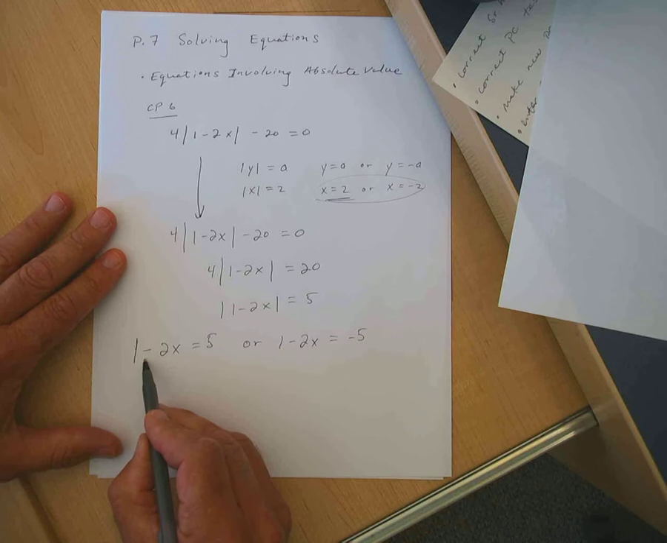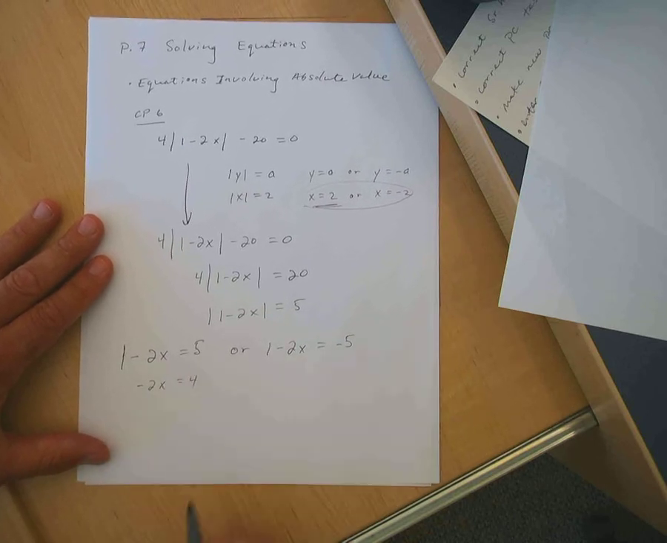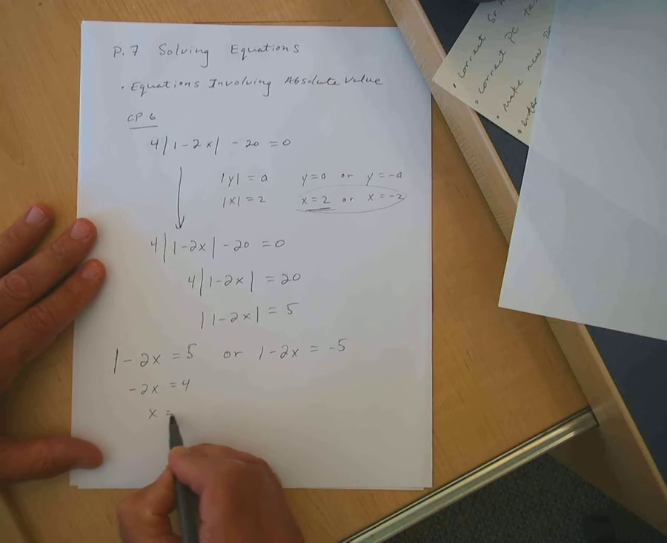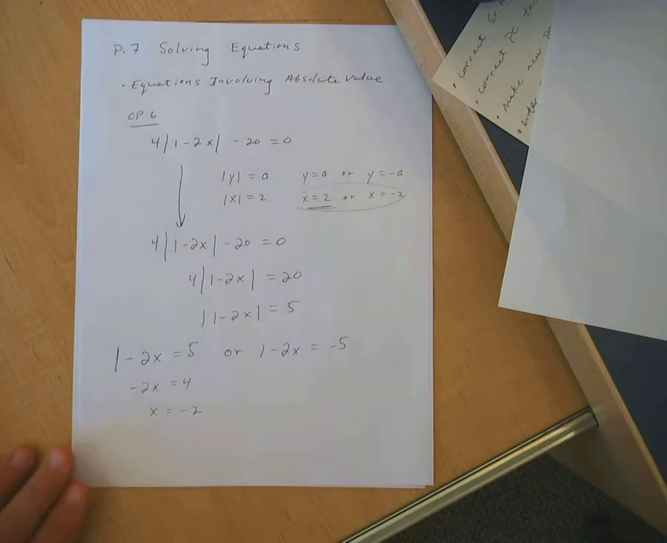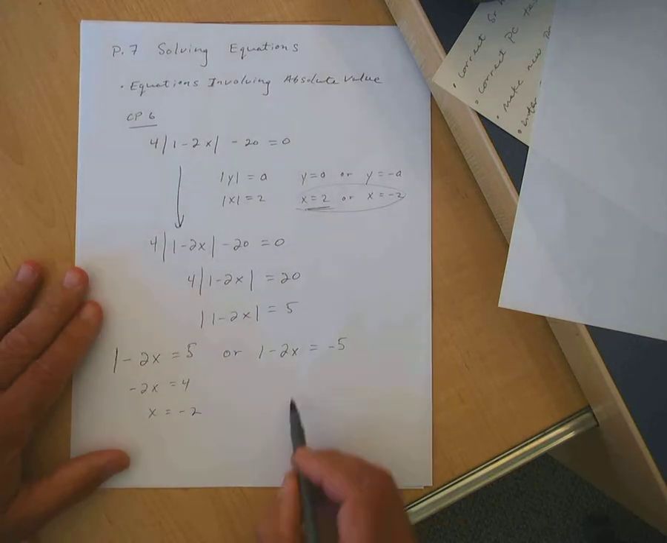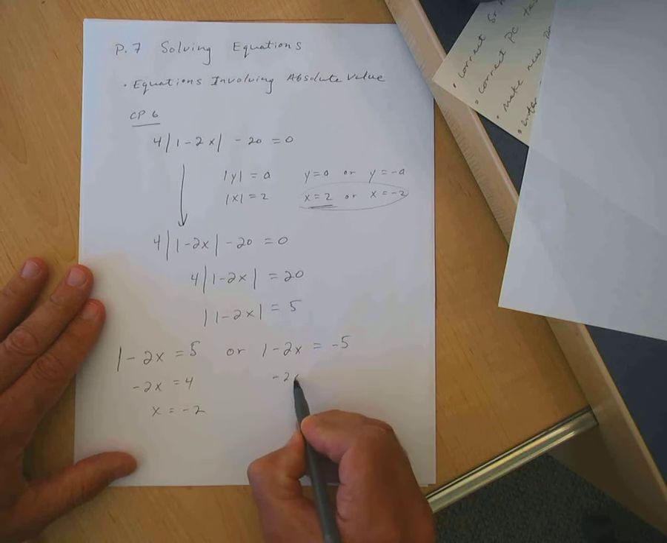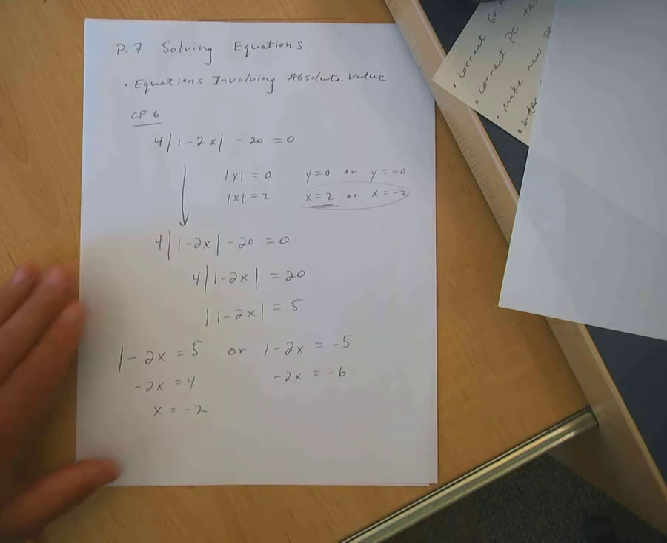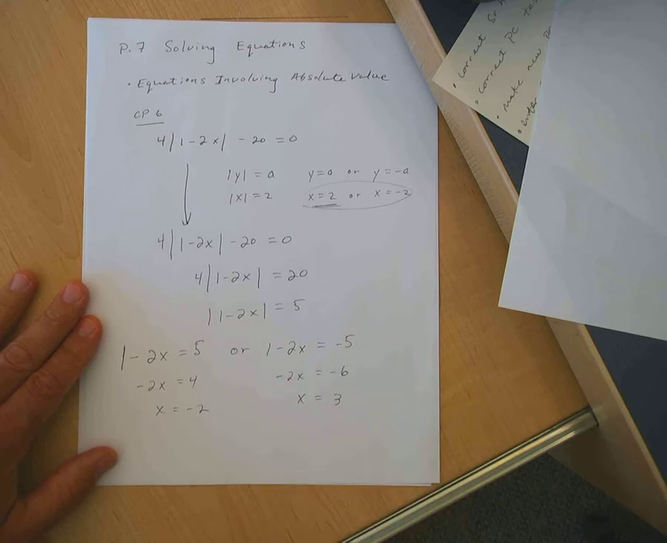Over here I would subtract 1 from both sides to get negative 2x equals 4, divide by negative 2 and get x is negative 2. So that should be one number that will work, and I think if you plug it back in, you see it will. On this side, let's subtract 1 from both sides, you get negative 2x equals negative 6. Divide by negative 2 and you get x equals 3.